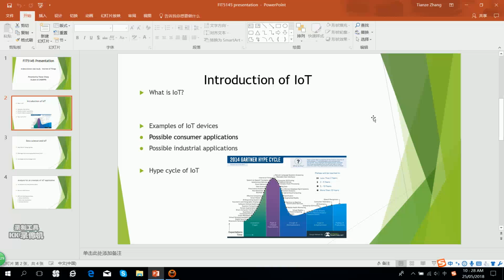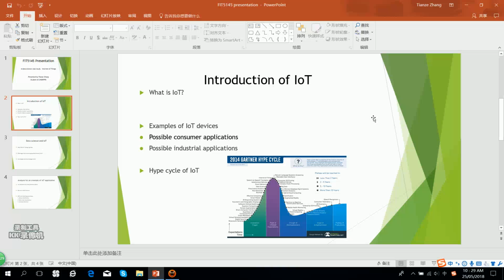Another example for consumer application is a smartwatch. Generally, a smartwatch can monitor our heart rate and some other health indexes regularly. If any irregularity happens, it will send a notice to the owner's doctor or the closest hospital.